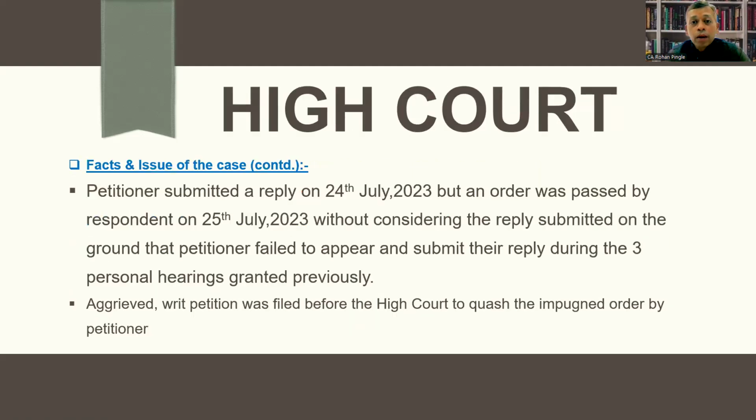Petitioner submitted a reply on 24th July 2023, but an order was passed by the respondent on 25th July 2023, on the very next day, without considering the reply, on the ground that the petitioner failed to appear and submit their reply during the three personal hearings granted previously. Aggrieved, a writ petition was filed before the High Court to quash the impugned order.